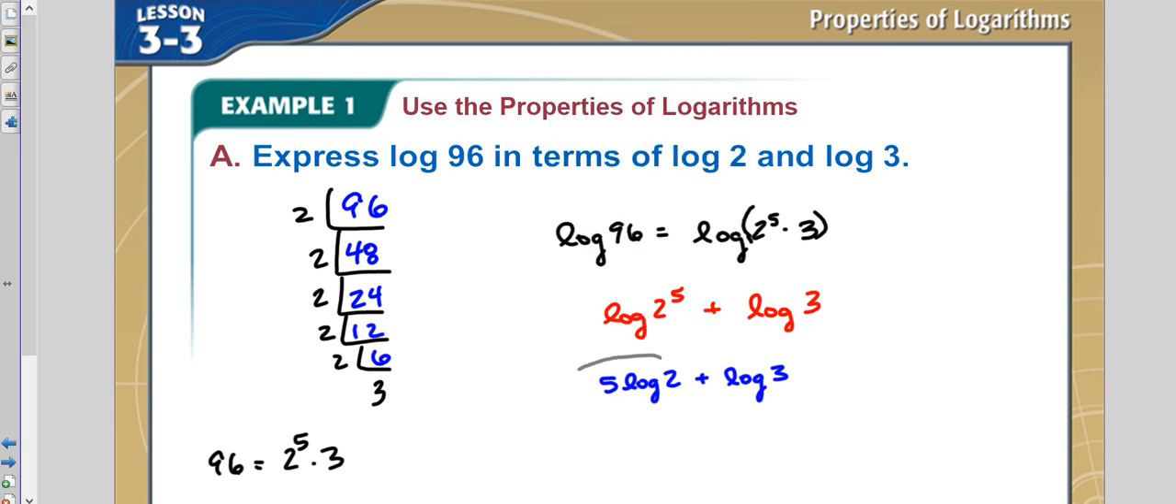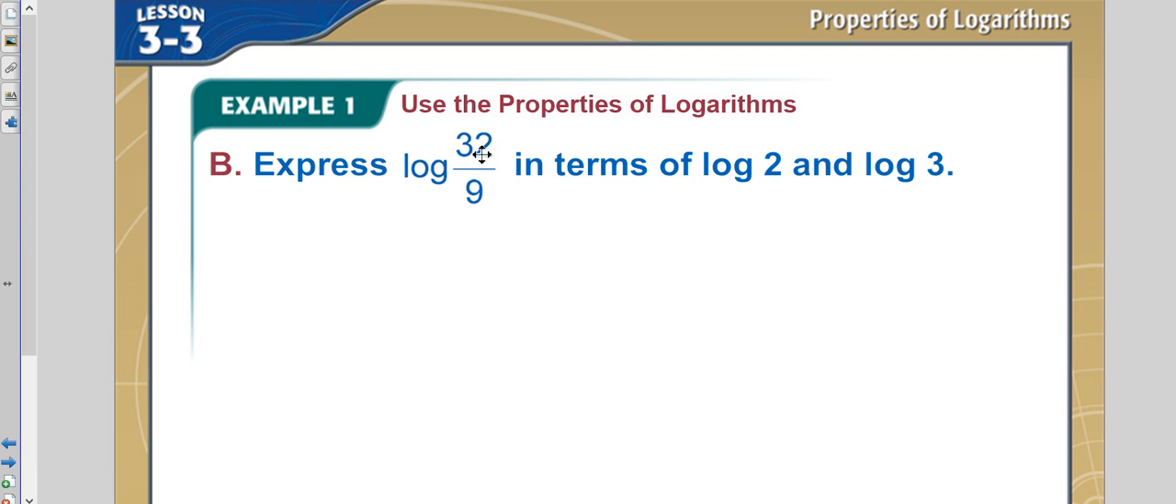After doing all this work, we came up with this solution. Let's try another one. Here it says log of 32 over 9 in terms of log 2 and 3. Well, 32, I'm going to break that down into factors of 2 and 3. And so we would have 2 goes into 32 16 times. And 2 can go into 16 8 times. And 2 can go into 8 4 times. And 2 can go into 4 twice. So that's 2 to the 1, 2, 3, 4, 5, 2 to the 5th.